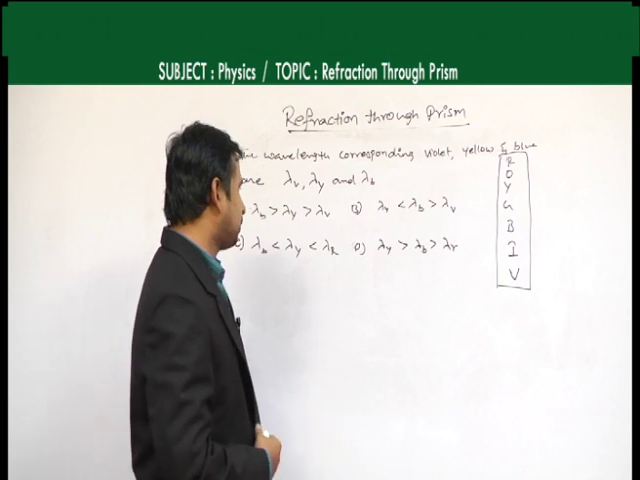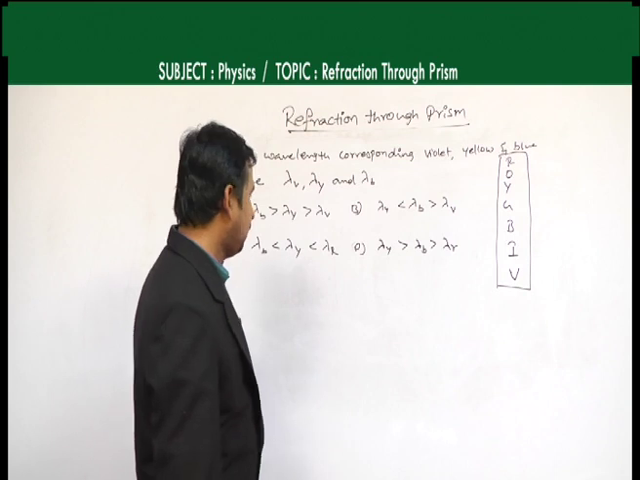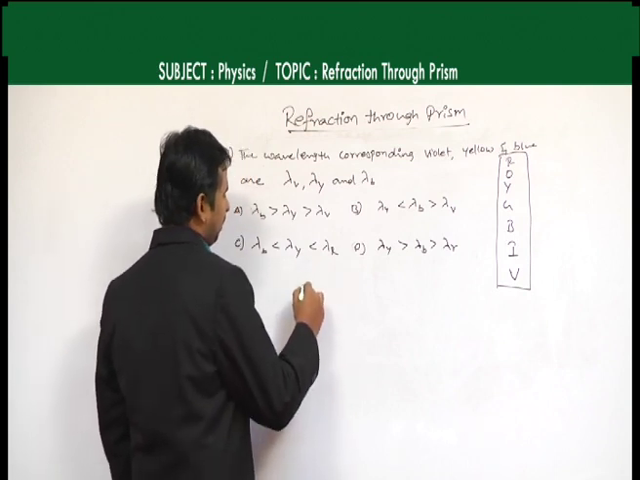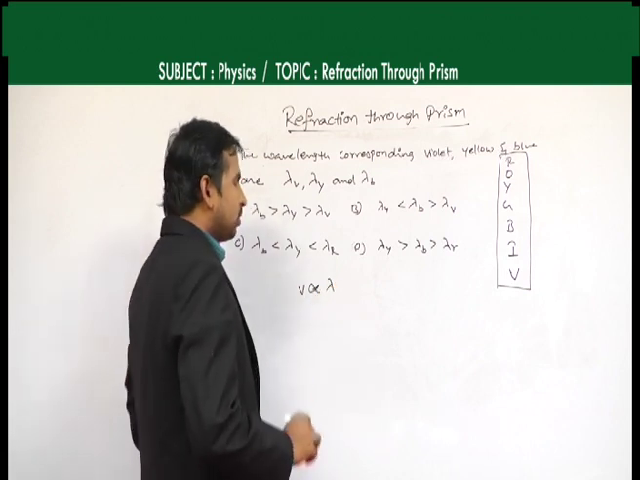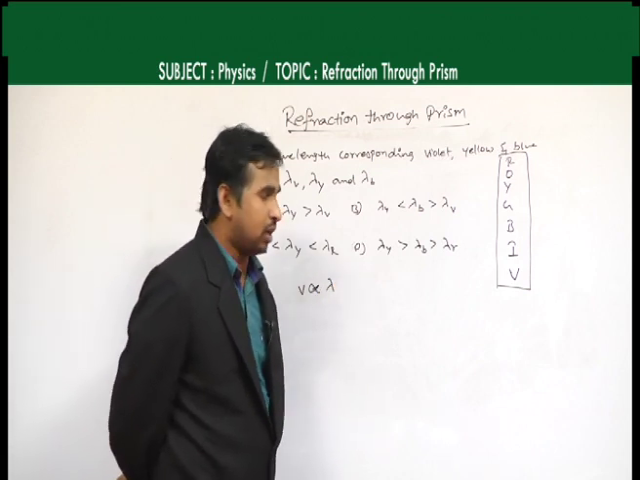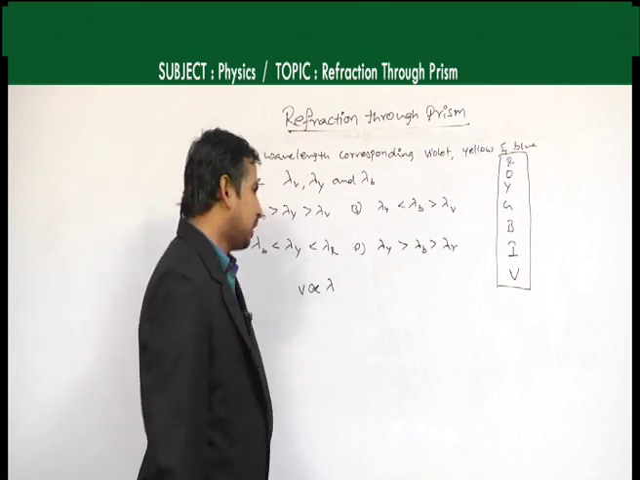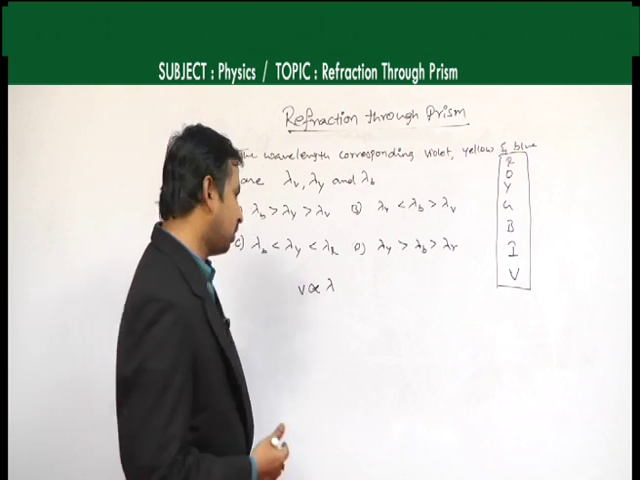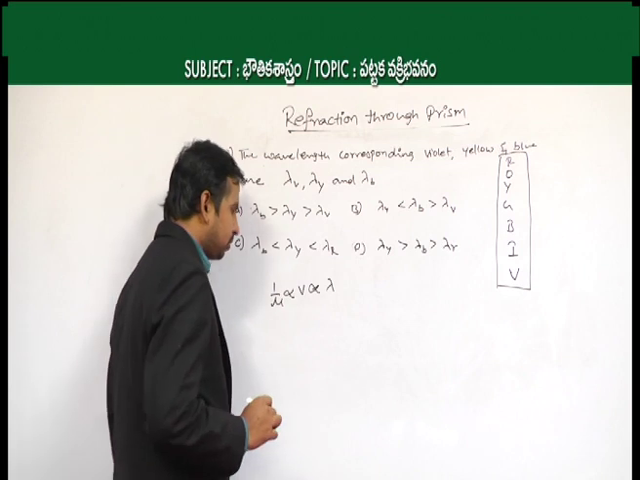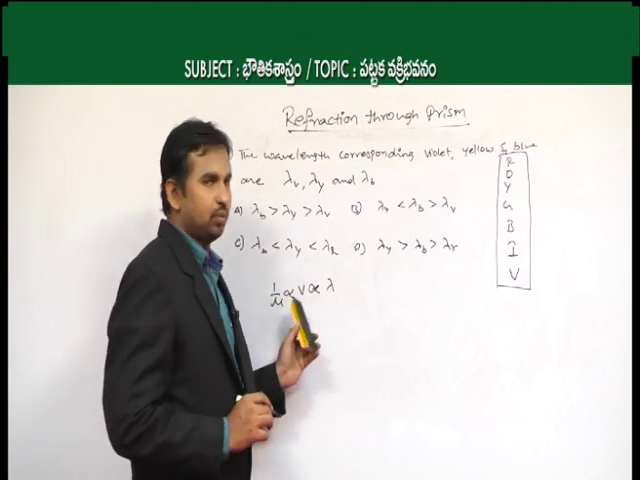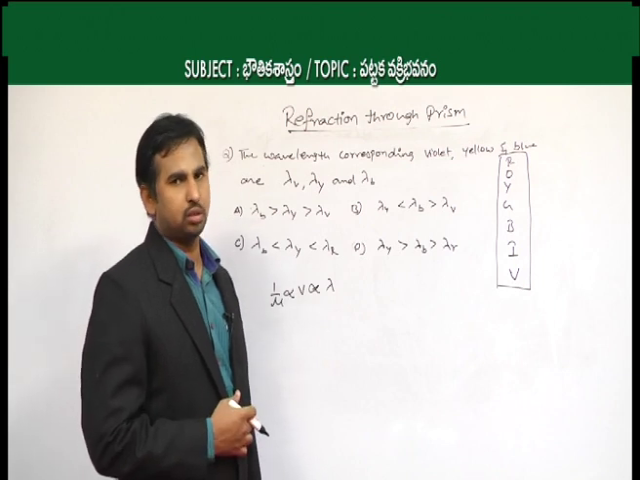Now, of the given 4 options, if you follow the order here, as it is of a wavelength, we know that velocity v is directly proportional to the wavelength lambda. So, wavelength and velocity both are directly proportional to each other. And we already know that velocity is inversely proportional to the refractive index. Having more refractive index, we are having less velocity; having less refractive index, we are having more velocity.